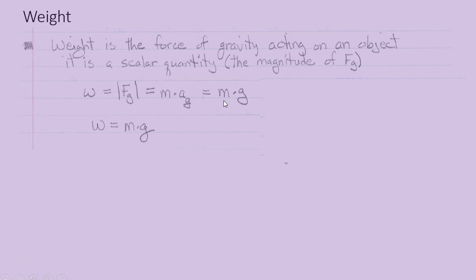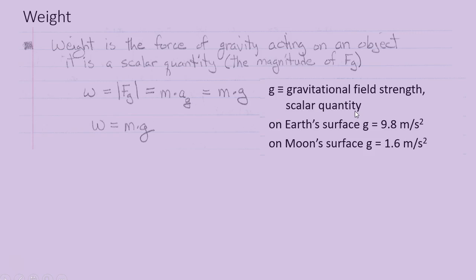Now, especially in college and AP texts, including the AP exam, you're going to see not the acceleration due to gravity, but you're going to see lowercase g. So you'll often see that weight is equal to mass times the gravitational field strength. Lowercase g is defined as the gravitational field strength. It is a scalar quantity. Now that's different than how I treat it in honors physics. I tended to treat it as a vector, the acceleration due to gravity. But gravitational field strengths are not vector quantities, they're scalar quantities.